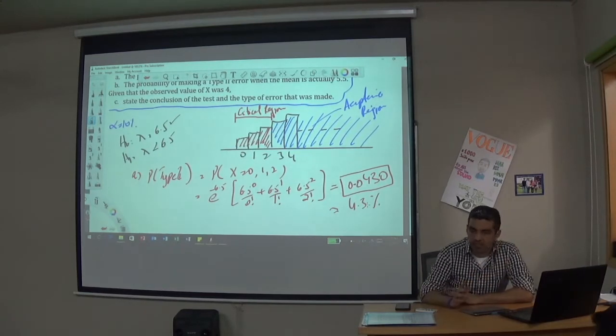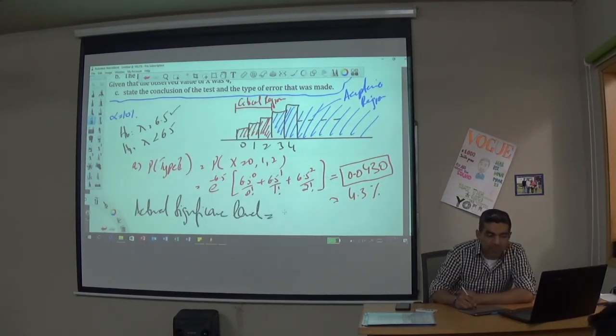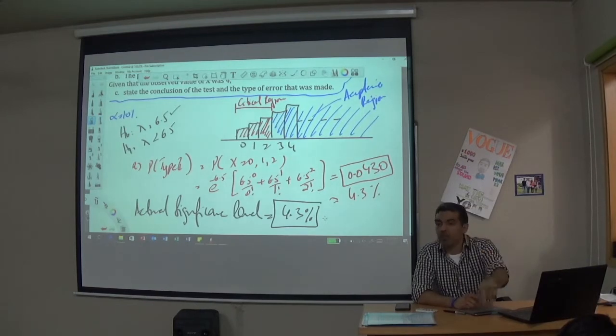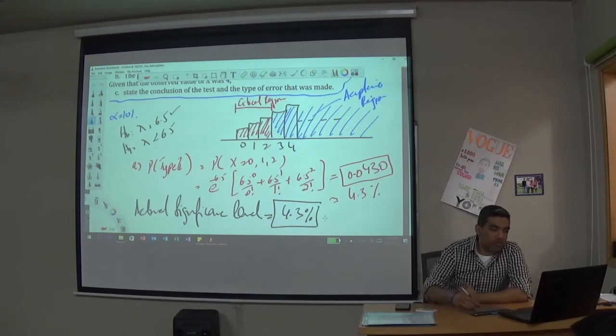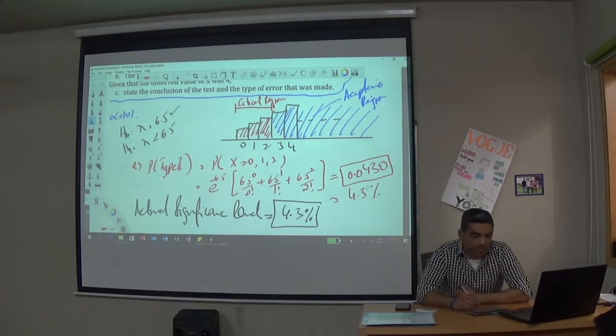The question hasn't asked, but I'm just telling you. The question may ask, what is the actual significance level? The actual significance level is 4.3%. The one that is given in the question is the nominal significance level. The actual is 4.3%.